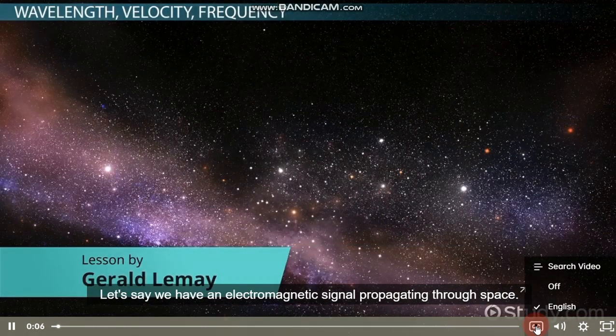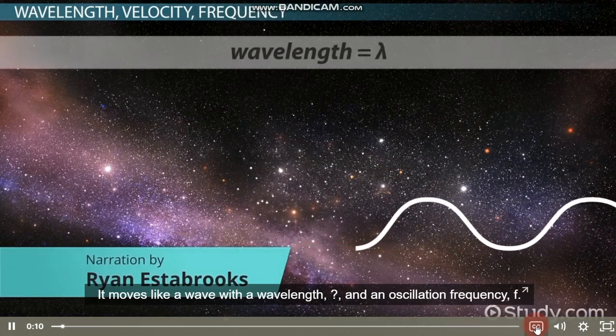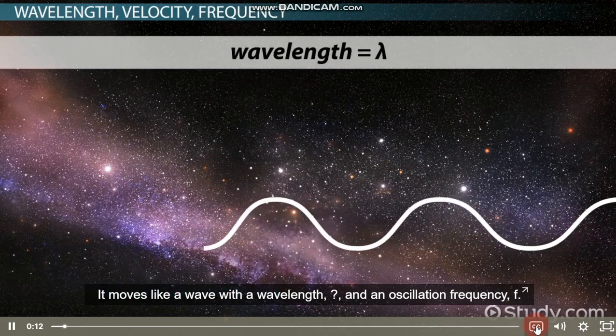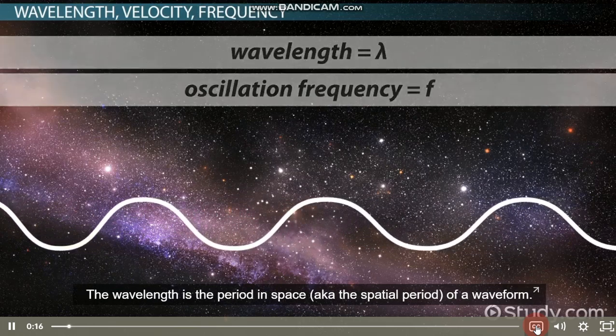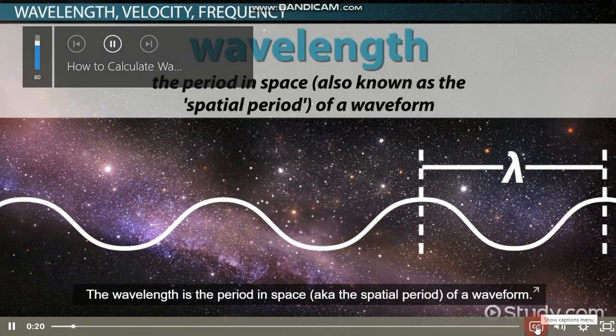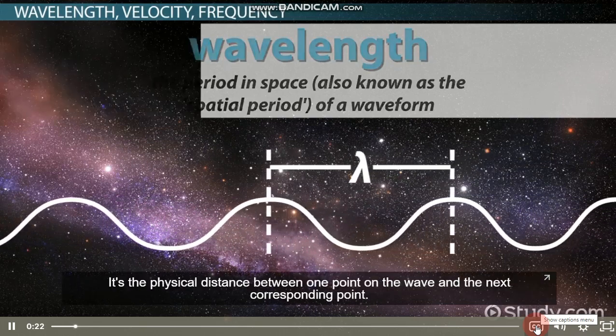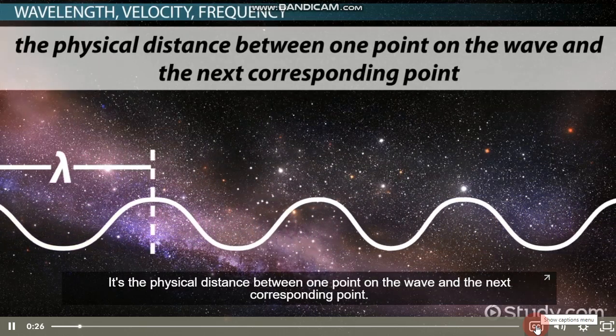Let's say we have an electromagnetic signal propagating through space. It moves like a wave with a wavelength, represented by a wave symbol, and an oscillation frequency, f. The wavelength is the period in space, also known as the spatial period, of a waveform. It's the physical distance between one point on the wave and the next corresponding point.